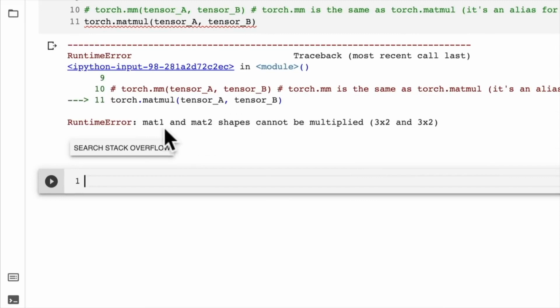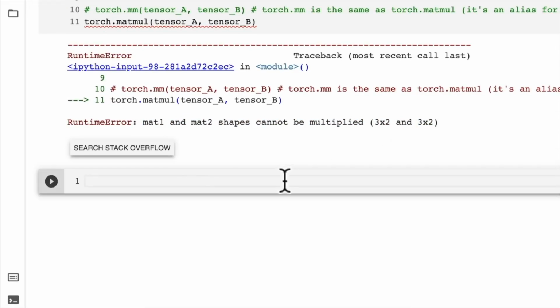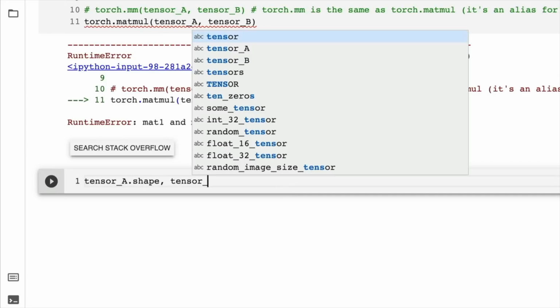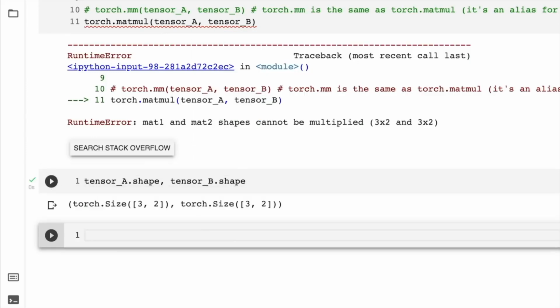Oh no! Mat1 and Mat2 shapes cannot be multiplied. 3 by 2 and 3 by 2. This is very similar to what we went through in the last video. But now we've got some actual numbers there. Let's check the shape. Oh, torch size 3, 2.